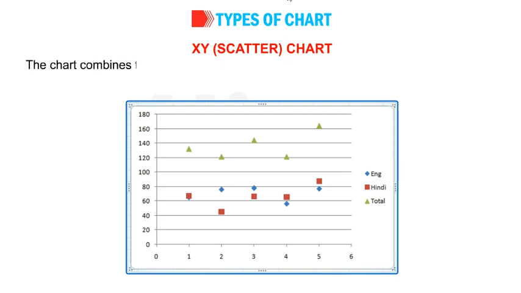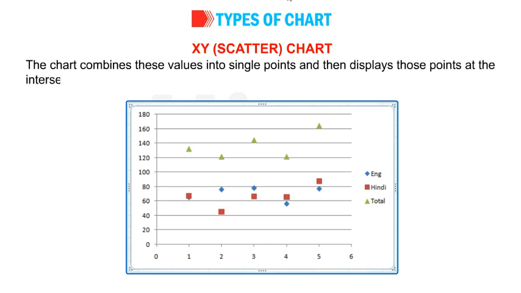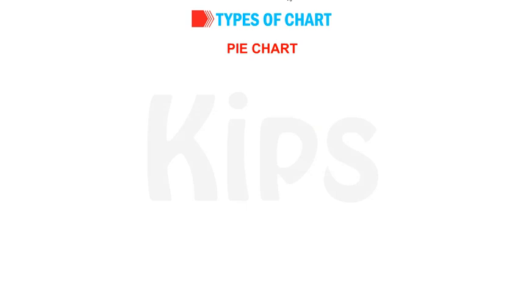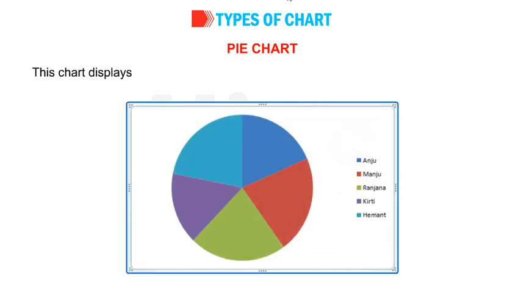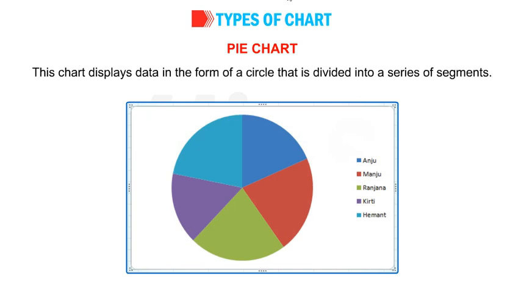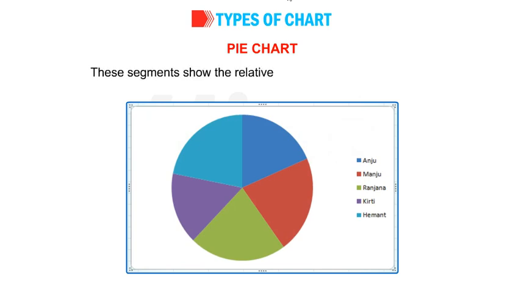The chart combines these values into single points and then displays those points at the intersection of x and y numerical values. Number 6. Pie chart. This chart displays data in the form of a circle that is divided into a series of segments. These segments show the relative size of each item in the chart.